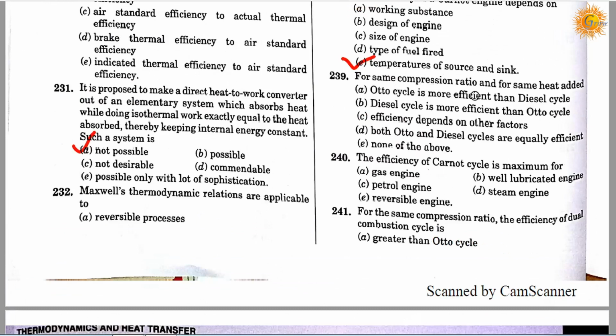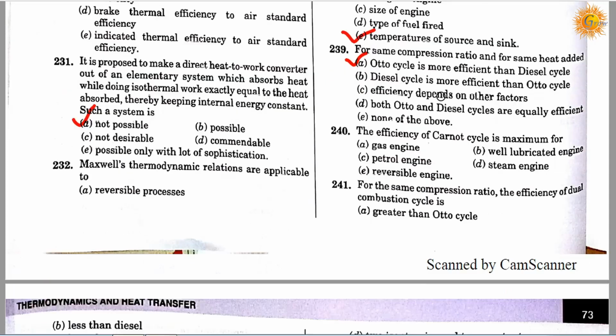For the same compression ratio and for the same heat added, option A, Otto cycle is more efficient than diesel cycle; option B, diesel cycle is more efficient than Otto cycle; option C, efficiency depends upon other factors; option D, both Otto and diesel cycles are equally efficient; option E, none of the above. So the correct answer is A. For the same compression ratio and for the same heat rate, Otto cycle is more efficient than diesel cycle.